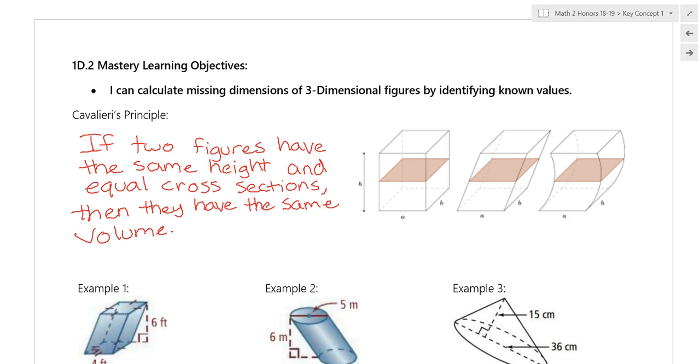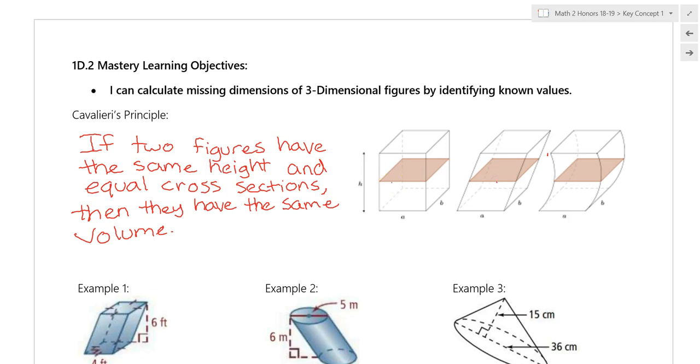Let's go with this. Two figures have the same height. I actually have three figures here. All three of these figures have the same height. I think we would agree with that. And they all have equal cross sections. So these red things here are cross sections.